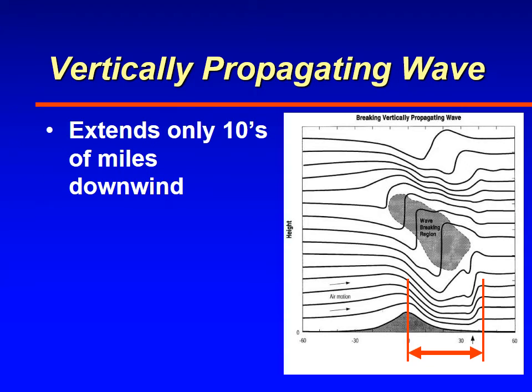Now with a vertically propagating wave, typically you only get one cycle of the wave, perhaps two, but it's not a wave that extends very far downwind. You may have heard mountain wave in your other classes. They talk about how it extends hundreds of miles downwind. This is not one of those. This one only extends typically tens of miles downwind, maybe 20, 30 miles or so downwind of the crest of the mountain. So it's very close to the mountain, right over the mountain.